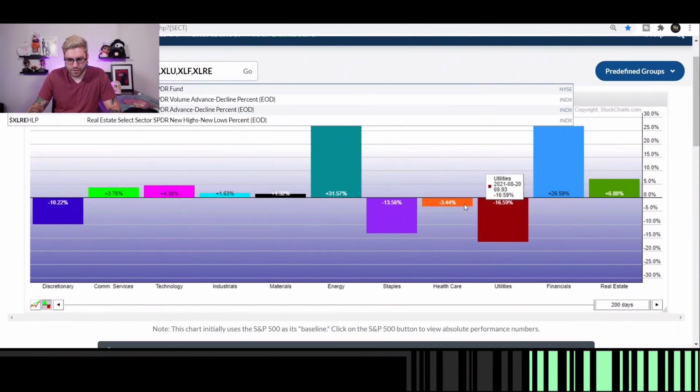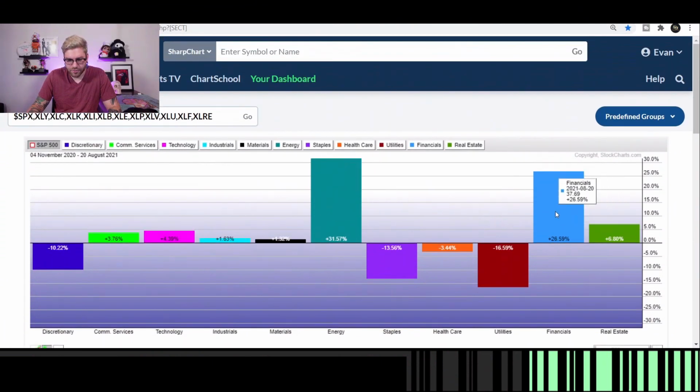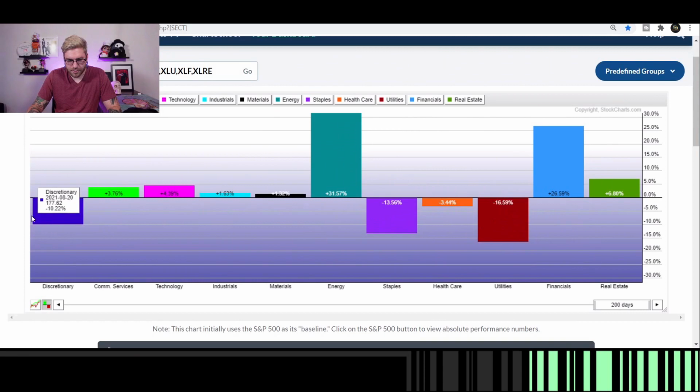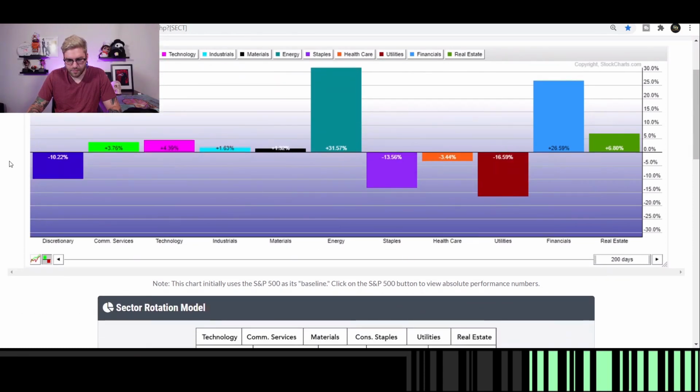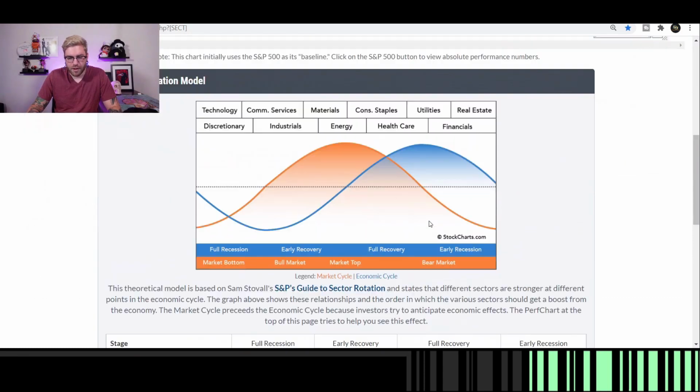I'm not worried about this currently, but again, you can see energy and financials are the best. Utilities and staples and discretionary are on sale. So you could buy these long and then buy the momentum of these. But here's what we're looking at, the stock rotation model. What we're going to be looking at is the orange line compared to the blue line.